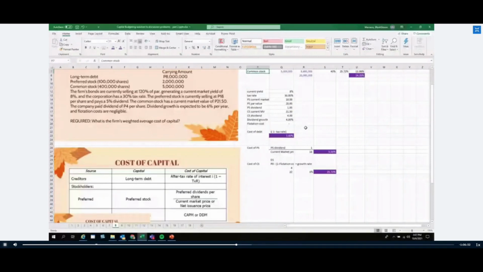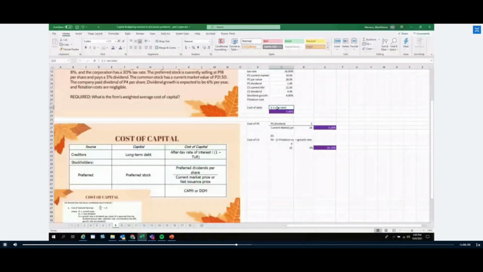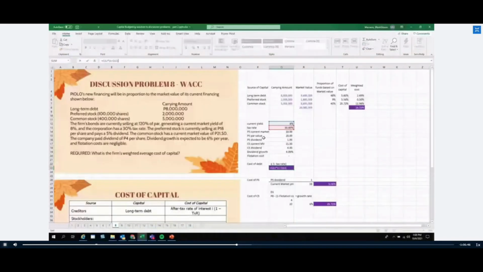Sabi natin dyan, di ba? It's the interest multiplied by 1 minus the tax rate. So, magkano ba yung interest natin dyan? Sabi, the current yield of 8% and the tax rate is 30%. So, therefore, that's 8% multiplied by 1 minus 30%, or 5.6%. So, yan na yung cost of debt natin.